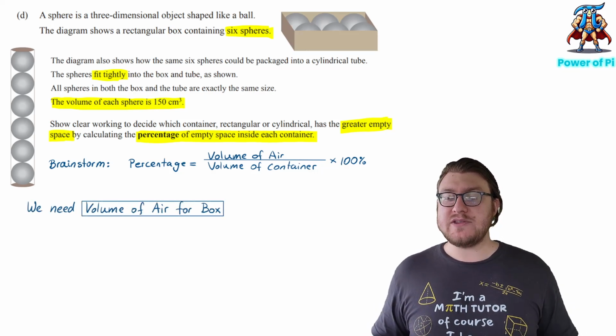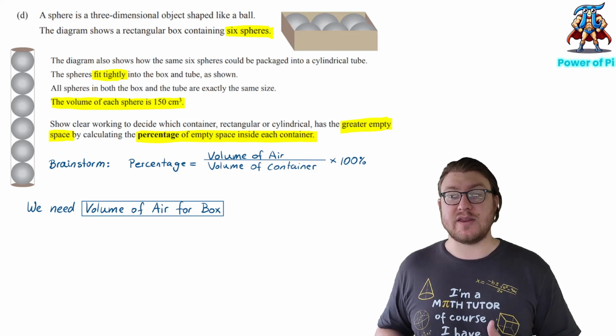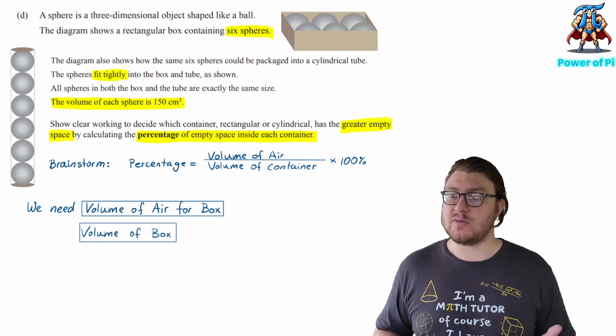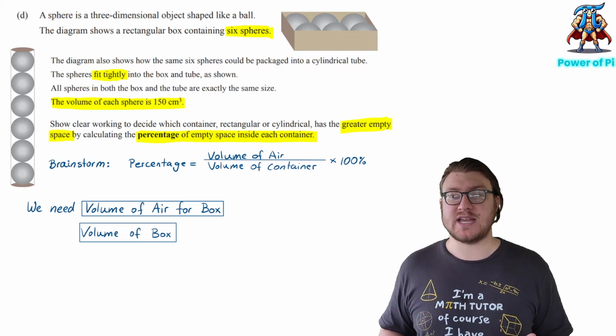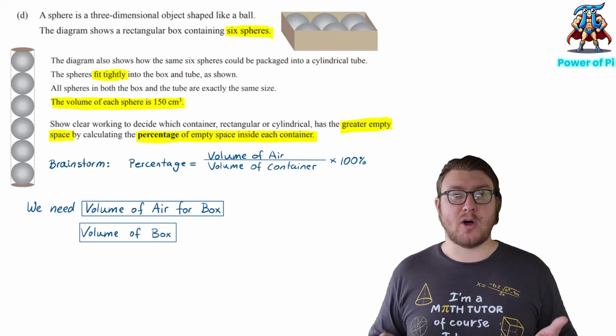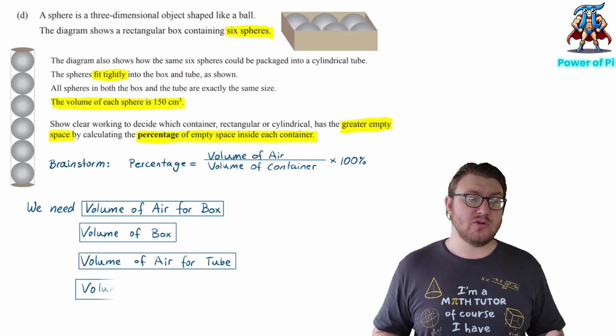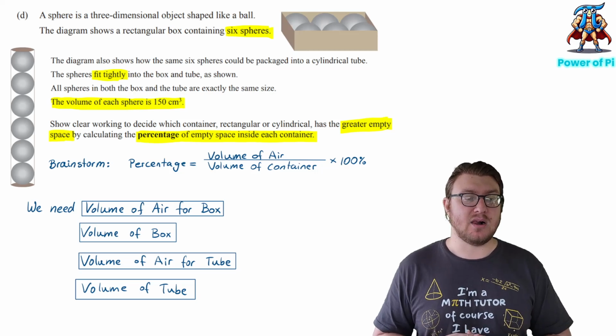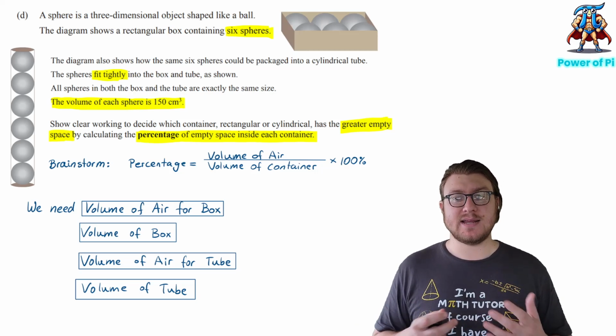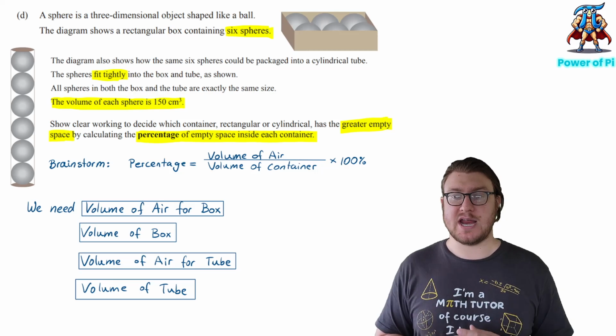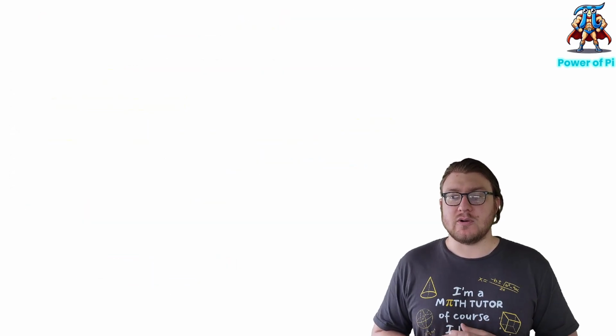Well, we need the volume of the air in the box, and we need the volume of the box to calculate the percentage for our rectangular box. But we also need the volume for the air of the tube and the tube itself, so that we can do the same calculation for the second container. So let's do them one by one, nice and slowly.